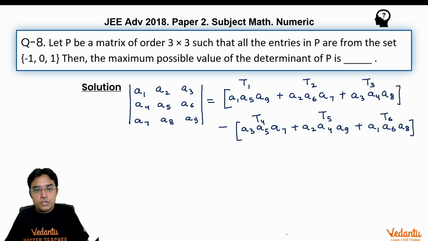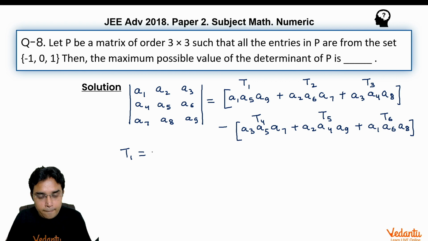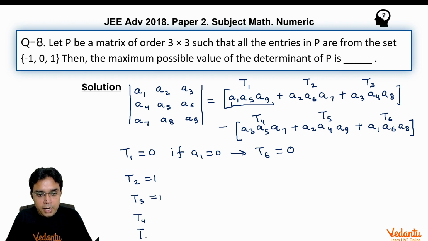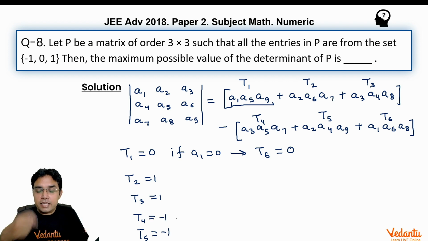Now we can assume that T1 was 0 because of any one of the elements of this becoming 0. Let us say A1 is 0. And then, as I was telling you in the previous slide also, this T6 will also be 0. Now let us try to make T2, T3 as 1, 1, and T4 and T5 as minus 1, minus 1, so that my next maximum possible value 4 is possible. Now let us see if that is possible or not.